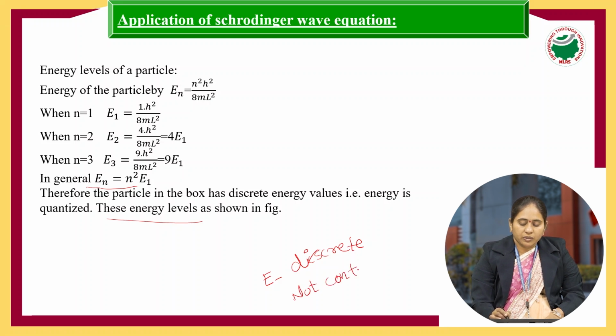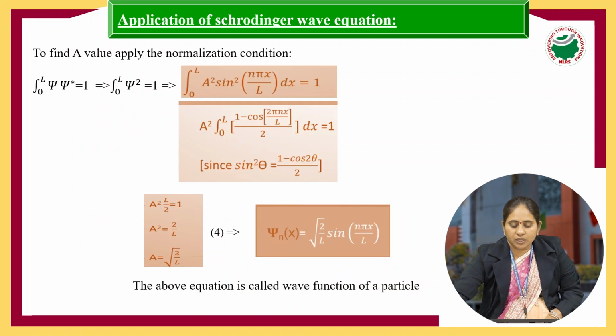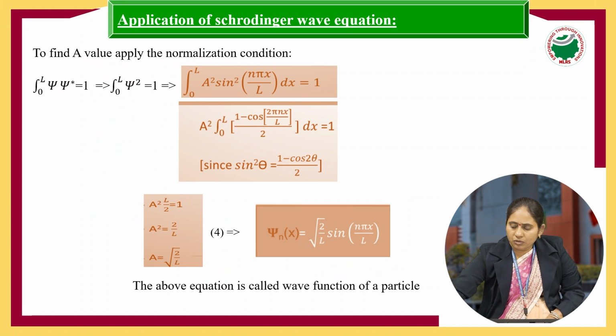Continuous means it can exhibit any amount of energy, but discrete is only certain amounts of energy. So like a stepwise, only certain energy, that is discrete energy. But when you take a slide, it is a continuous energy. But here it is stepwise: n is equal to 1 energy, n is equal to 2, n is equal to 3, and so on. So from the application of the Schrodinger wave equation, the energy is in the form of discrete but not continuous.